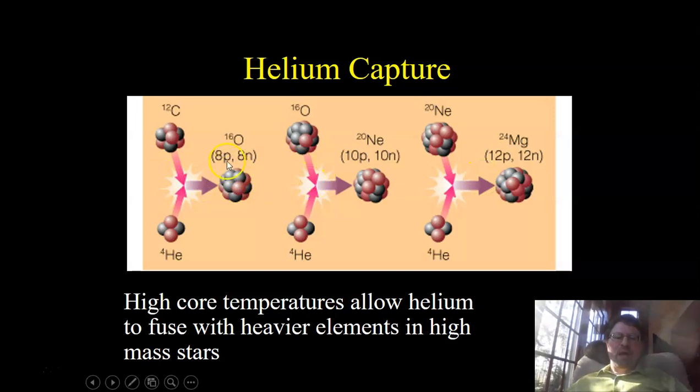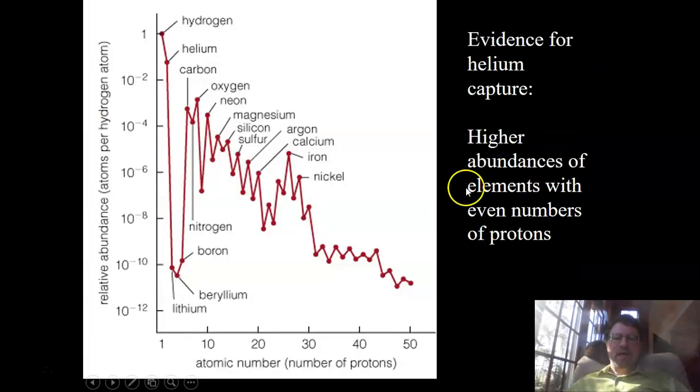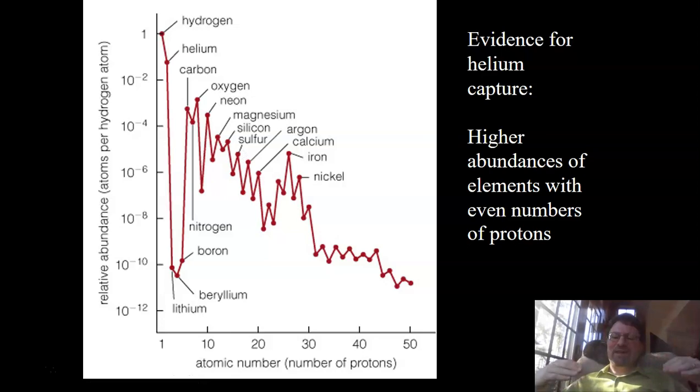And notice that what I'm showing you here has a lot of even numbers in it. 8 protons, 10 protons, 12 protons. And it's because of that you do see relative abundances of the even numbered elements on the periodic table higher than their odd numbered neighbors. So for example, here's carbon 12, or carbon, the sixth element on the periodic table. Here is nitrogen, here is oxygen, and so on and so forth. You see how the relative abundance goes up, down, up, down, up, down. That's because of this helium capture. It's easier to make even numbered elements on the periodic table.